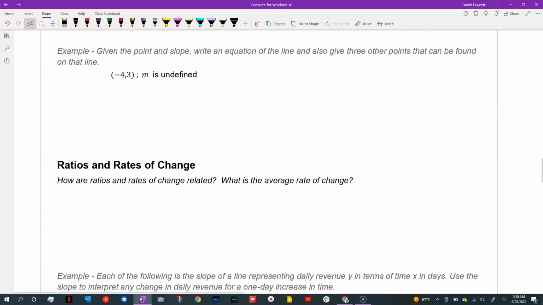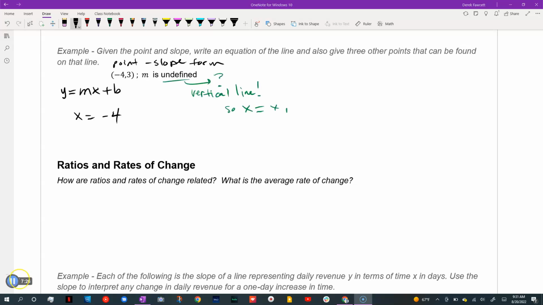Go ahead and try this one. It says, given the point and slope, write an equation of the line and also give 3 other points that can be found on that line. So pause the video, then come back and see how you did. This one's kind of tricky. You have to kind of think about this one.